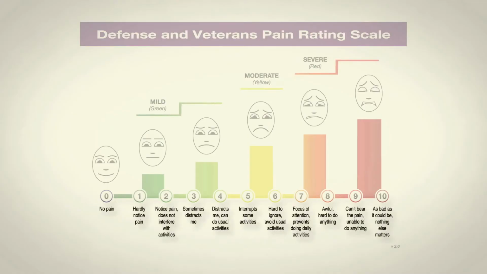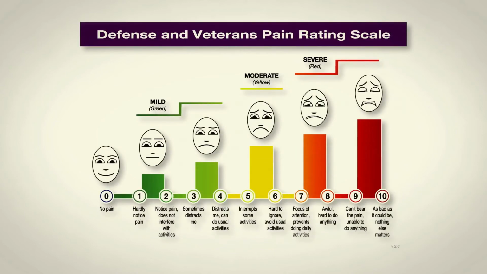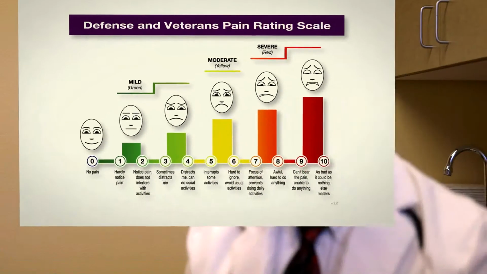Now, using the DVPRS 0 to 10 scale, paying close attention to the words connected to each number, how would you rate your pain today? 6. Hard to ignore and avoid usual activities. Yeah, that sounds right. All of these DVPRS elements together help standardize communication between healthcare providers, as well as during patient-provider discussions. But that's not all.